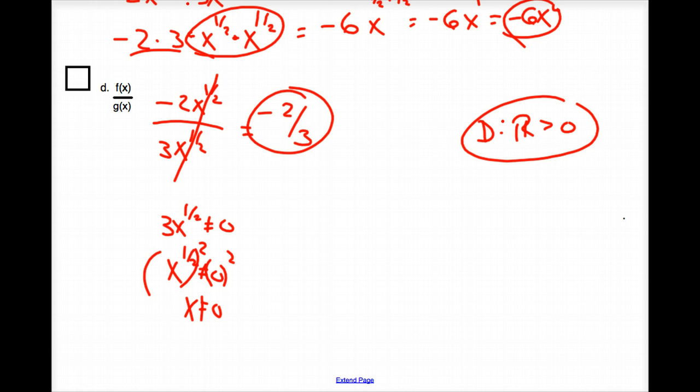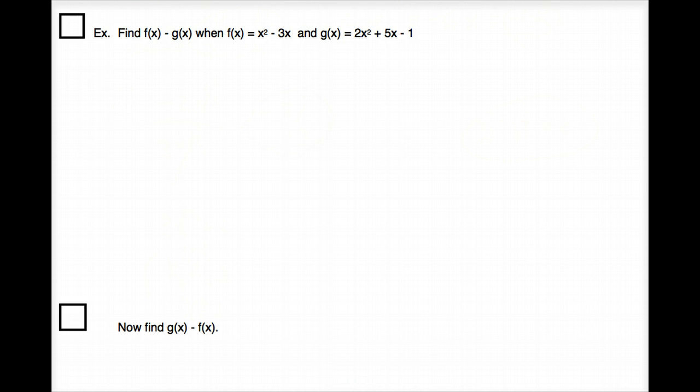If I tell you to plug in x is 0, you get undefined, because it can't be 0. If I tell you to plug in any negative number, you get undefined, because it can't be any negative. So here, the answer looks like no matter what, it's always -2/3, but you've got to go back to the beginning and say, well, wait a minute, we really couldn't put 0 or negative in there.